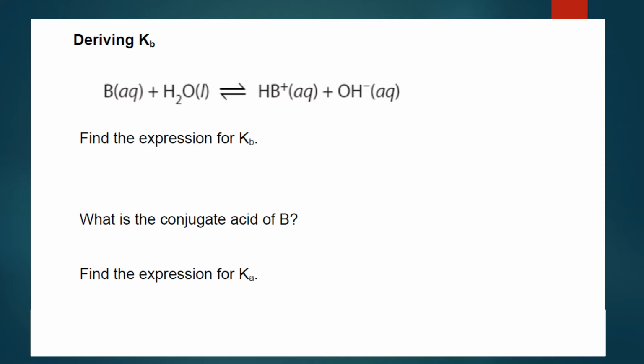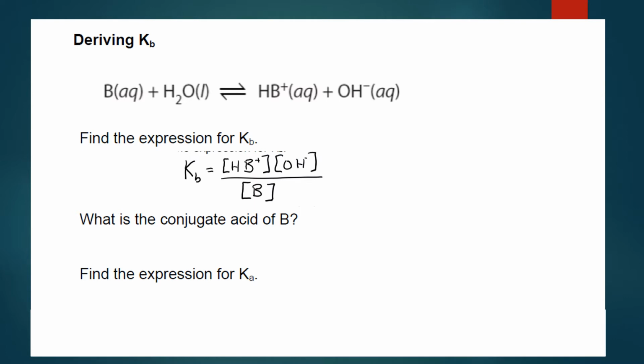You can see here that I have this equilibrium expression for a weak base. So when I take that weak base and place it with water, the weak base will act as a proton acceptor, or a hydrogen ion acceptor. It will accept that hydrogen ion and become the conjugate acid, HB+, and create that hydroxide ion that gives it its basic properties. So the first thing that we're going to do is find the expression for Kb, where we take our products over our reactants, leaving out the liquid.